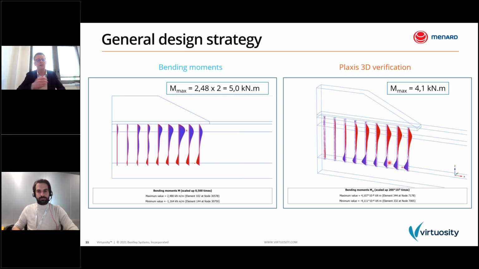And another advantage of PLAXIS 2D is that you can run safety analysis in order to get the factor of safety against a slope failure. That's also a significant advantage of PLAXIS 2D.